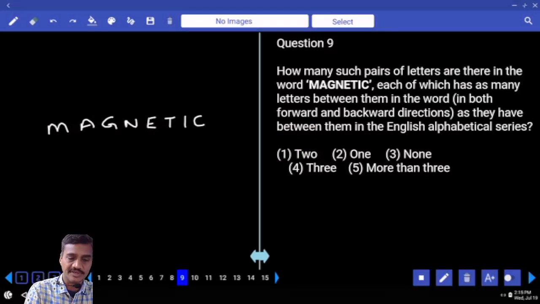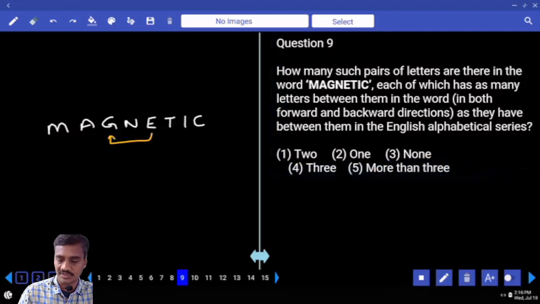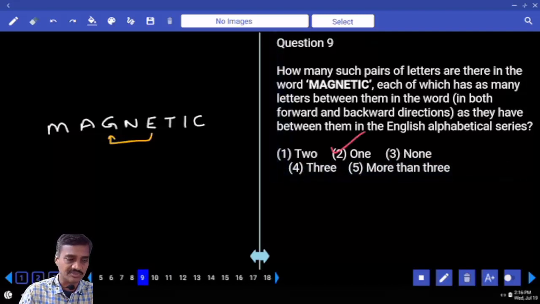N-O-P-Q-R-S-T, A-B-C-D-E-F-G, G-H-I-J-K-L, N-O-P-Q-R, and E-F-G-H. Hence left to right, we cannot find even a single pair. And again in the reverse, C, D-E-F-G-H-I-J, I-J-K-L-M-N-O, and T-E-F-G, E and G, there is a pair. And H-I-N-O-P and so on. Hence how many pairs we have? Only one. And it is given in choice 2, question number 9.